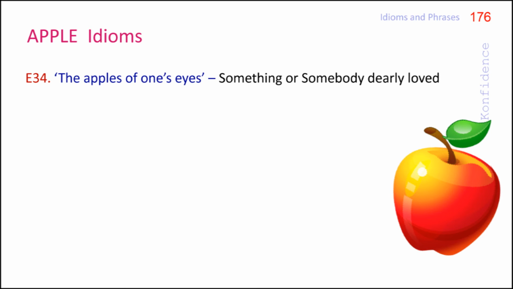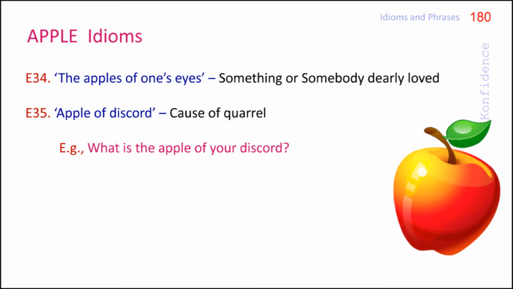The idiom blue-eyed boy or girl also has the same meaning. Apple of discord means cause of quarrel. Example, what is the apple of your discord? Upset the apple cart means spoil the plans. When we upset somebody's apple cart, we deliberately destroy his plans.